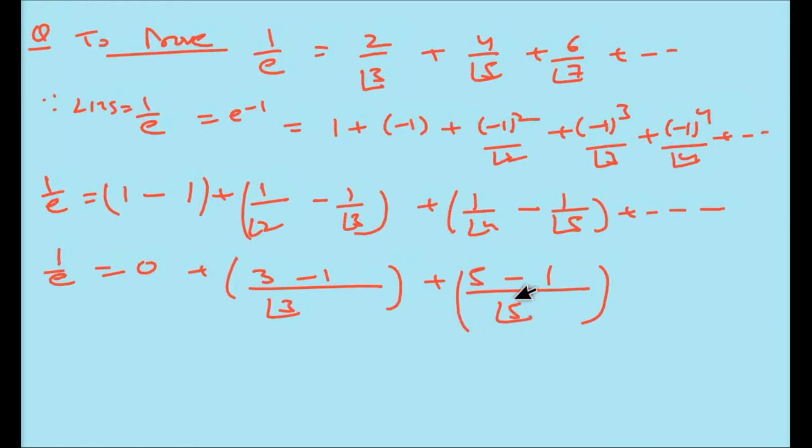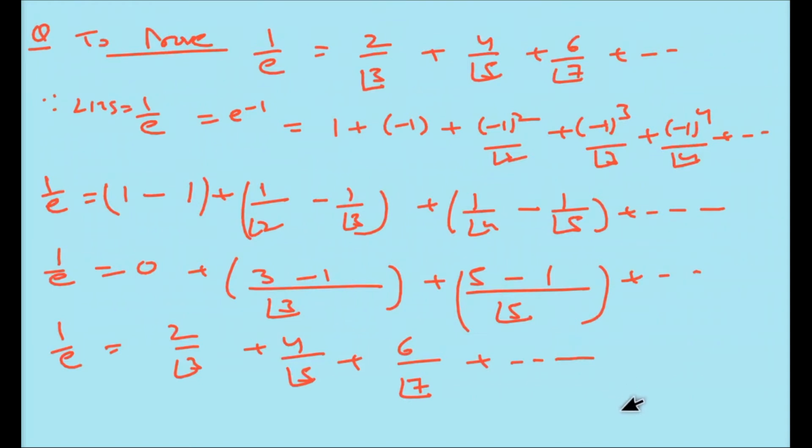How are we getting this LCM? Factorial 5 means 5 into factorial 4. So factorial 4 is cancelled, so we can write here 5 and minus 1. Now solving it, we get 1 upon e equal to 0 plus 2 upon factorial 3 plus 4 upon factorial 5, and similarly so on. We can find 6 upon factorial 7 plus and so on, hence it is proved.